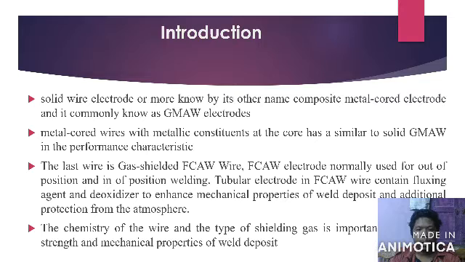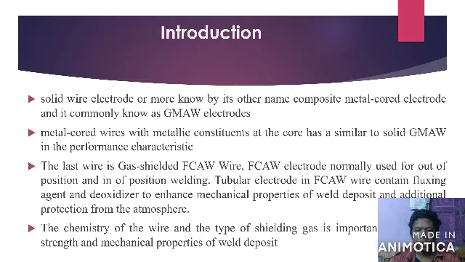For the wire used in the welding, the solid wire electrode is also known as the GMAW electrode. Metal core wire is a wire with metallic constitution. The core has a similar constitution to the solid GMAW in the performance characteristic.